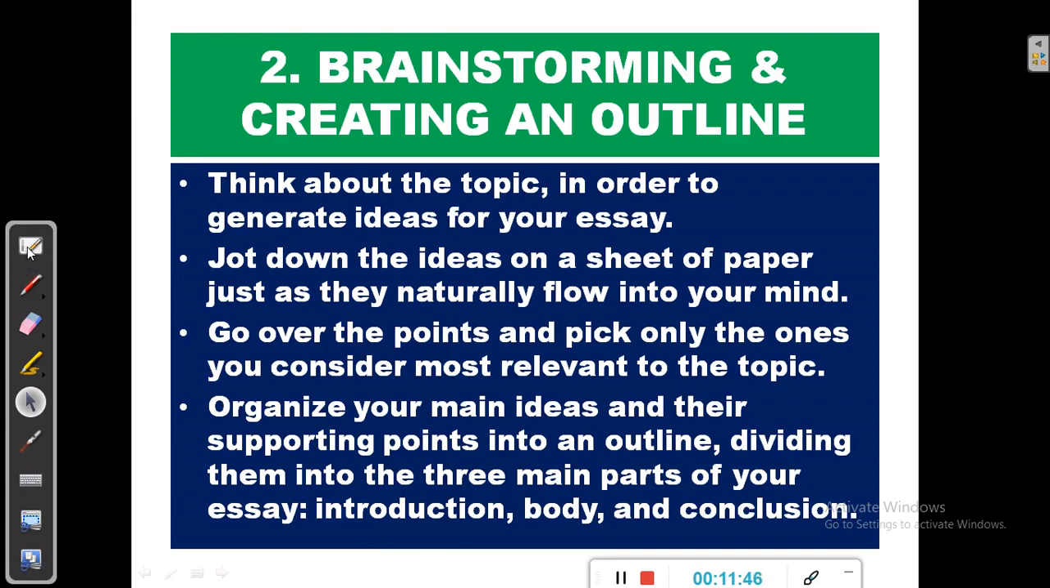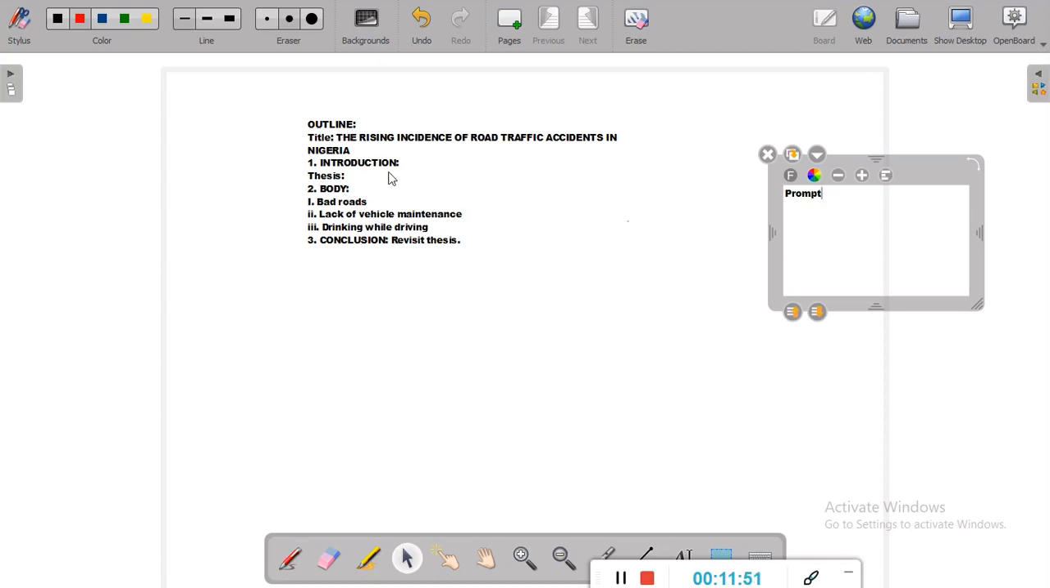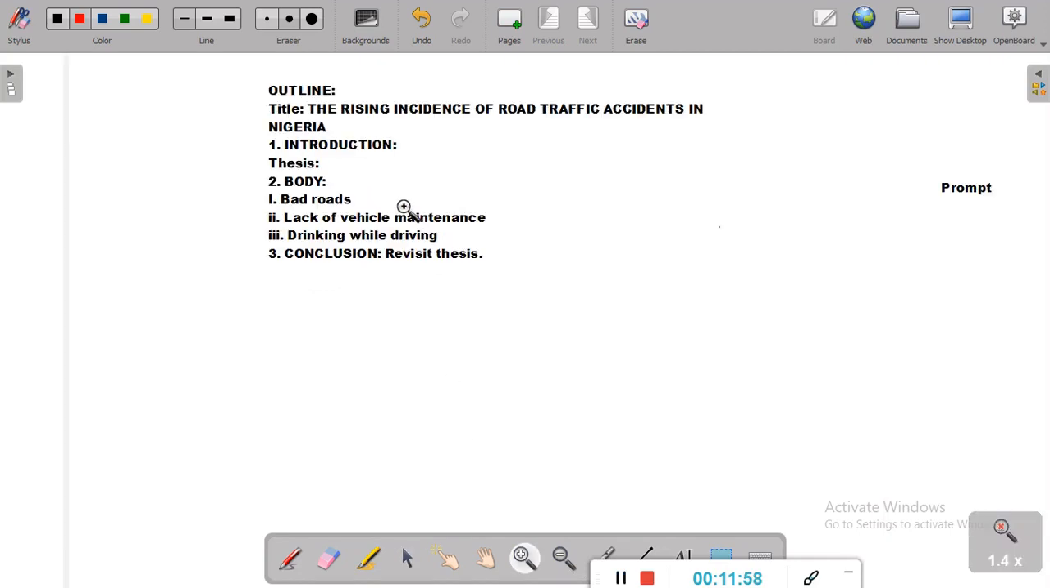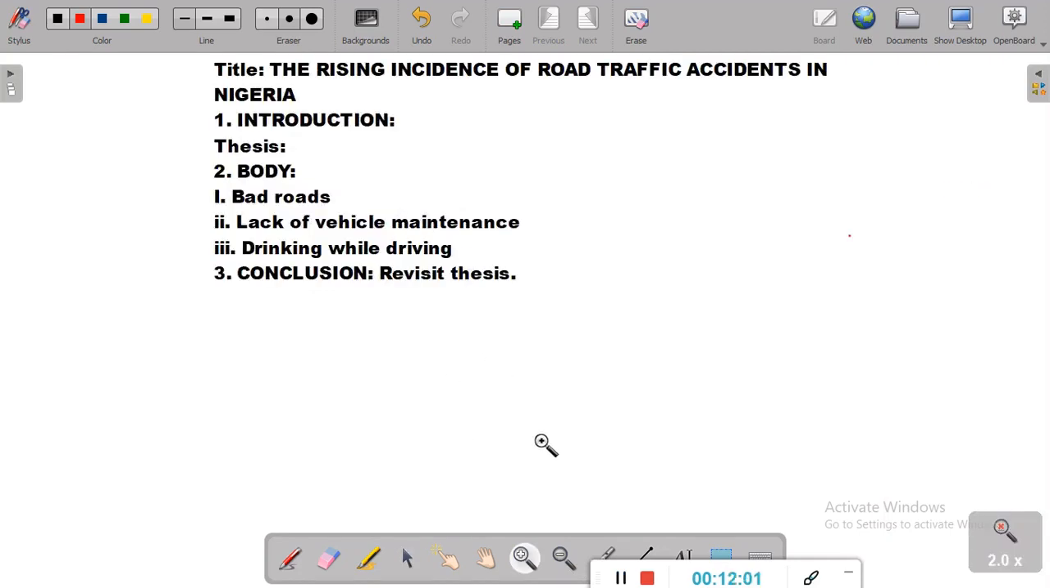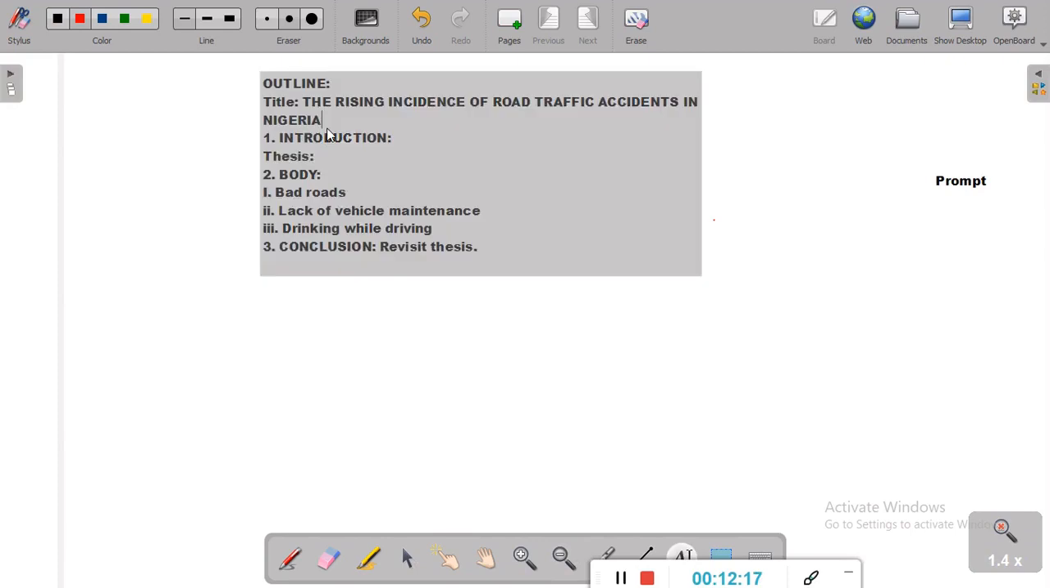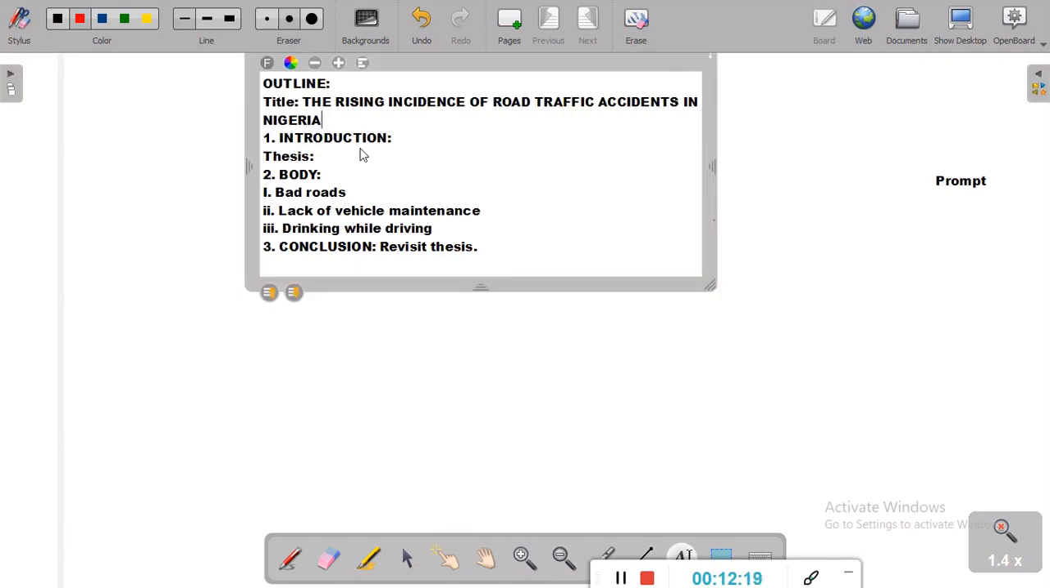Let me give you some idea of what this means. Now you can see, all right, let's see if we can expand this. Okay, let's reduce it a bit so that we can see everything. Okay, now this is an outline that we have actually drawn here.